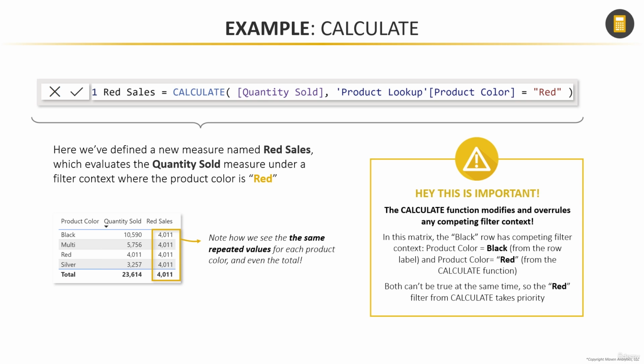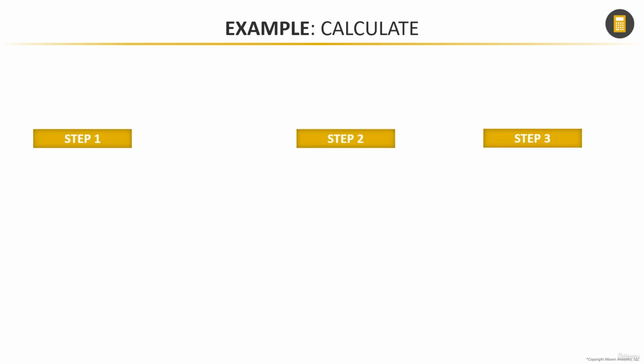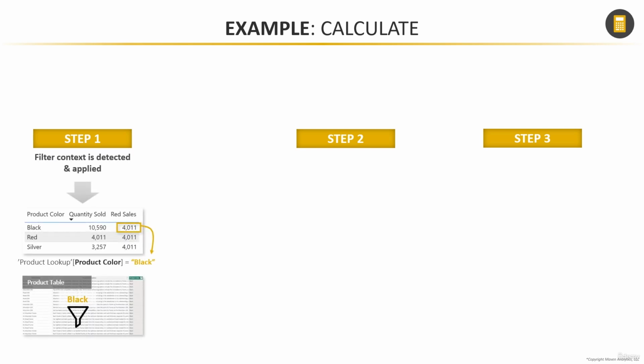All right, so at this point, it may be helpful to revisit that step-by-step measure calculation process that we walked through earlier in this section. Remember that there are 3 steps to every measure calculation. It starts with that filter context being detected and applied. That's what we call that initial filter context. So in this case, we're looking at product color equals black in that same example. Power BI says, okay, we're in the black row. The matrix row labels have passed us filter context that says product color should equal black. So go ahead to the product table and filter that down to just the rows where the product color is black.